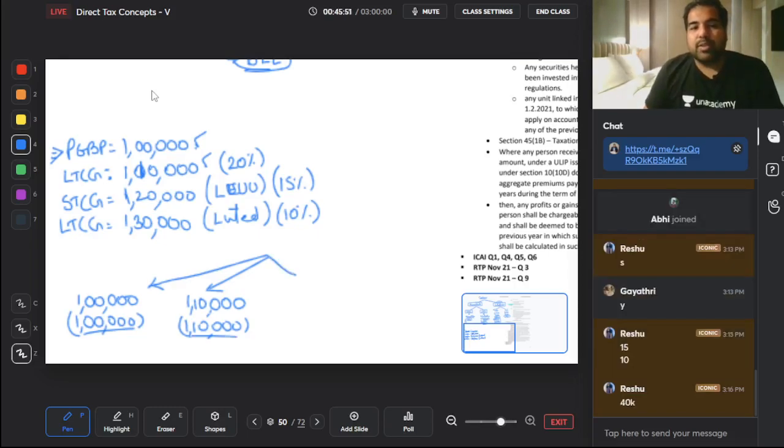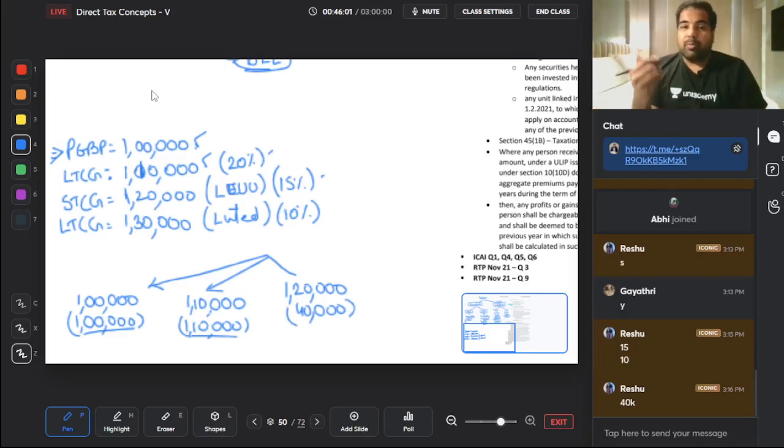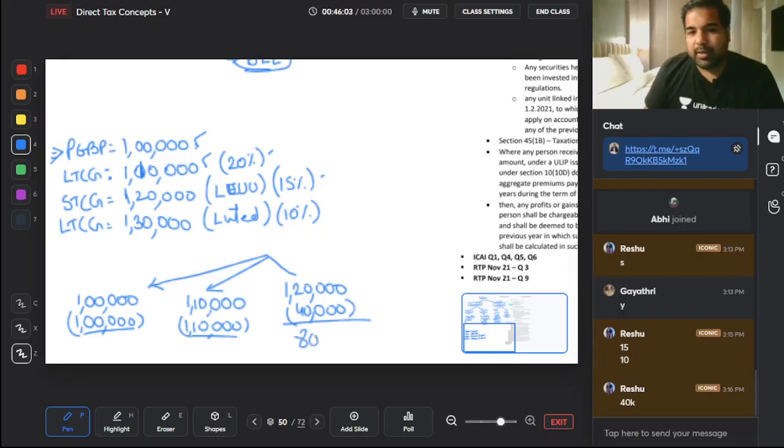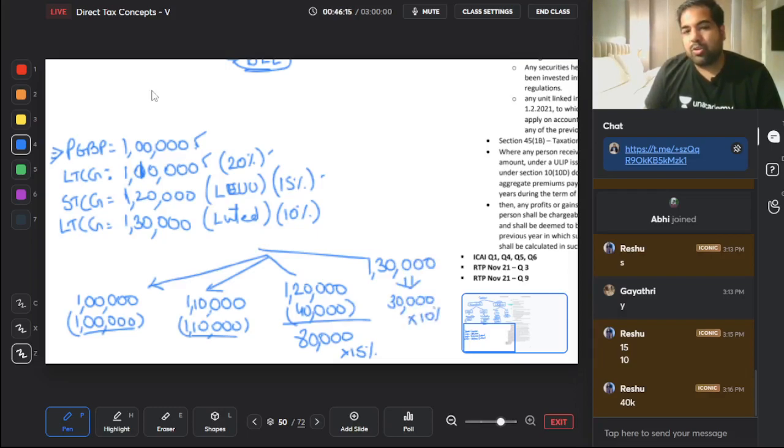Now which one will you adjust it against? You will adjust it against 1,20,000. Why will you adjust it in this order? Because guys, these are higher rates of tax, minus them first. Why do you want to pay higher tax? So this will be 80,000, on which you will pay 15%. On this 1,30,000 which will go in your income, but you will pay tax only on 30,000 at the rate of 10%.